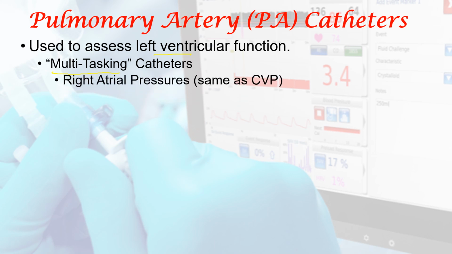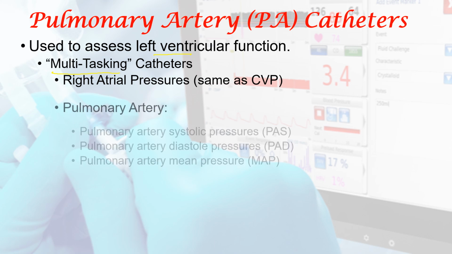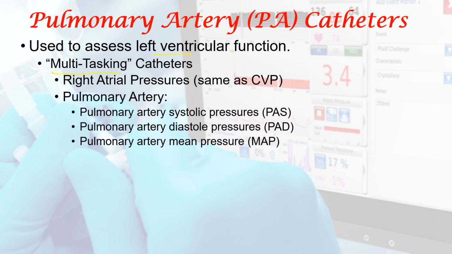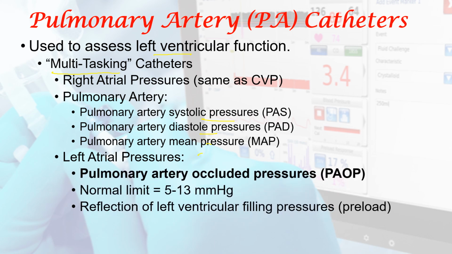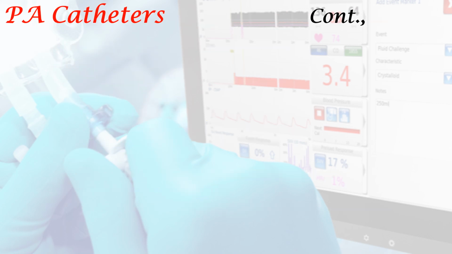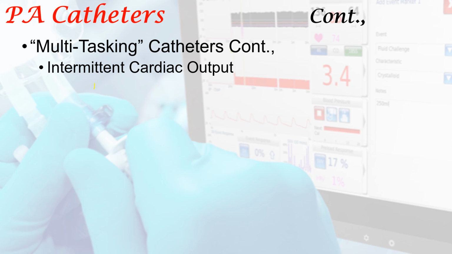Right atrial pressure is the same as with the central venous catheter; we can measure the right atrial pressure. In the pulmonary artery we can analyze pulmonary artery systolic pressure, pulmonary artery diastolic pressure and pulmonary artery mean pressure. The left atrial pressure is reflected by the pulmonary artery occluded pressure, whose normal limit is 5 to 13 millimeters of mercury. It is a reflection of left ventricular filling pressure, that is the preload. Then the pulmonary artery catheter, as already said, is a multitasking catheter.